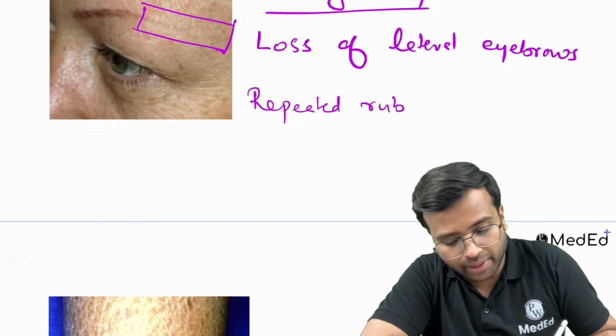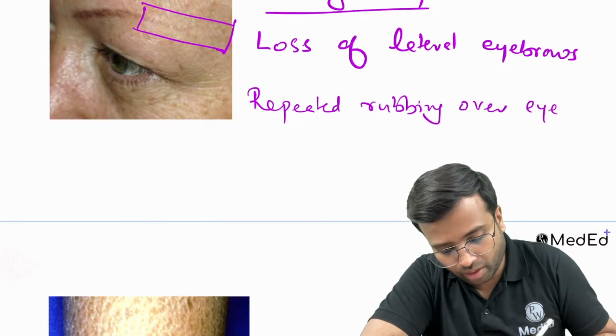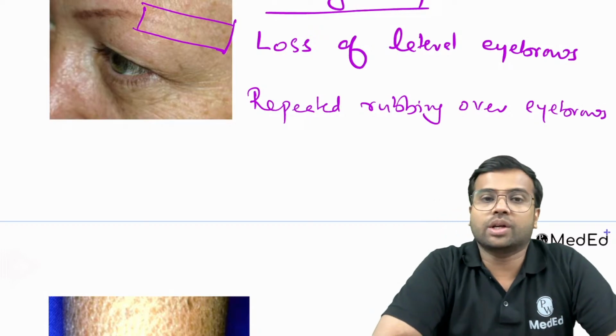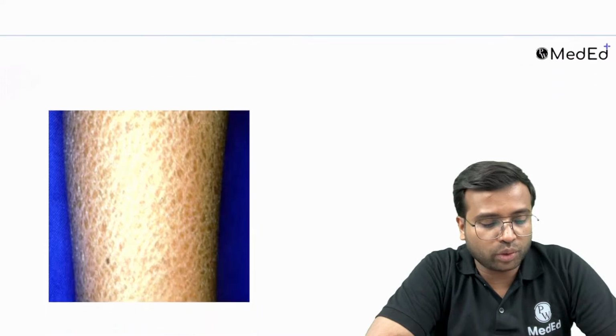Because of repeated rubbing over the eyebrows. So that is called Hertoghe sign. That is called Hertoghe sign. Now moving to the next one.